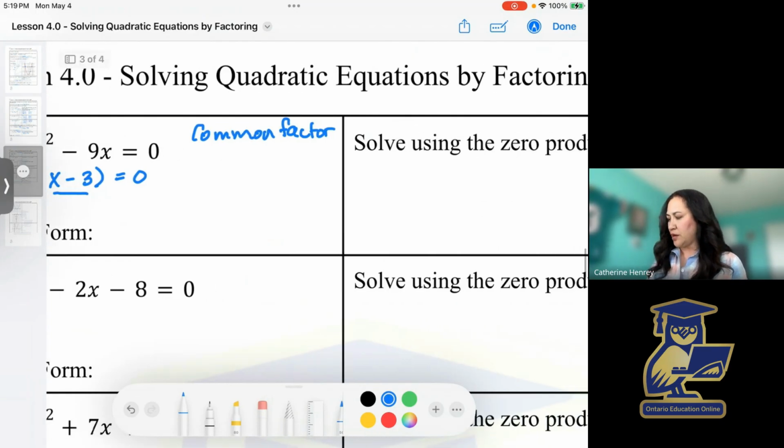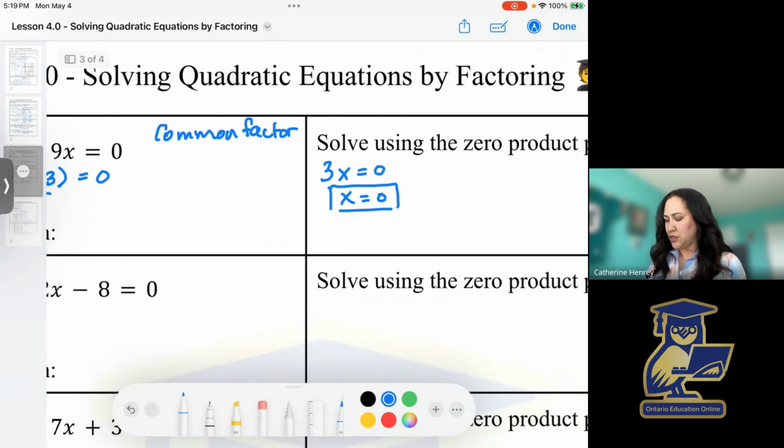Using the zero product property, we can take the 3x factor, set that equal to 0. And when we solve this, we get x equals 0. 0 divided by 3 would be 0. And then we'll take the second factor, which is the x minus 3, set that equal to 0, and simplify here, x would equal positive 3.